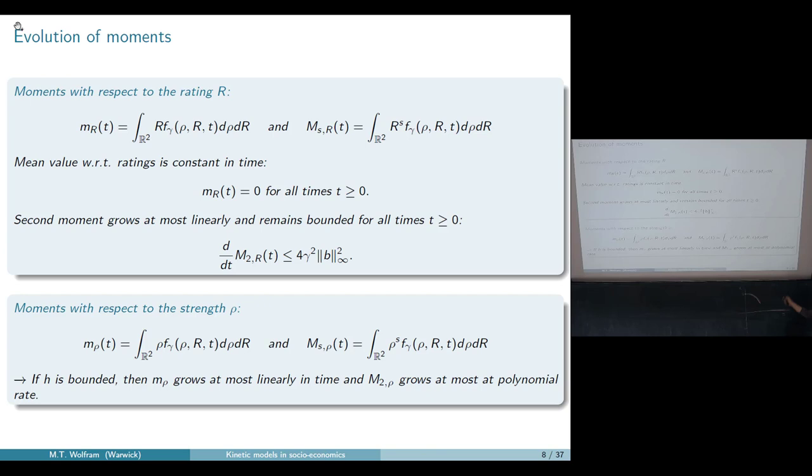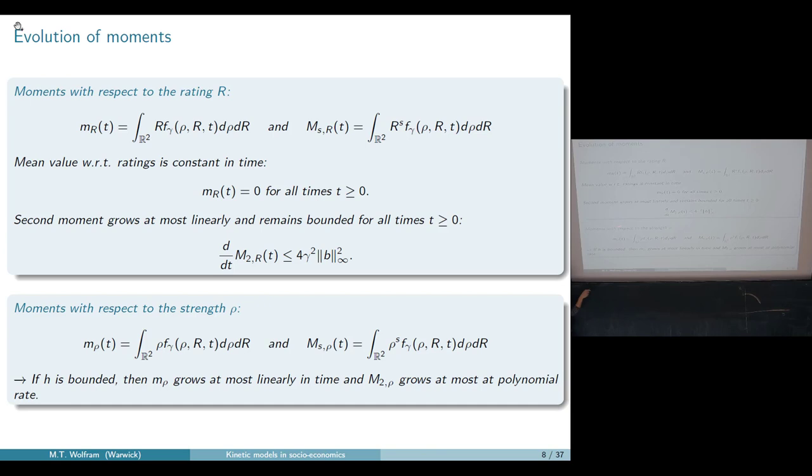Then the mean value with respect to the ratings is constant in time. What you do is you differentiate this expression, plug in the Boltzmann equation, and do a little bit of cancelling. You might remember, since you have this rho_i minus rho_j, they are odd functions. Often the term cancels, and you see this is going to be equal to zero, so it's not changing. You can also show that the second moment is bounded here.